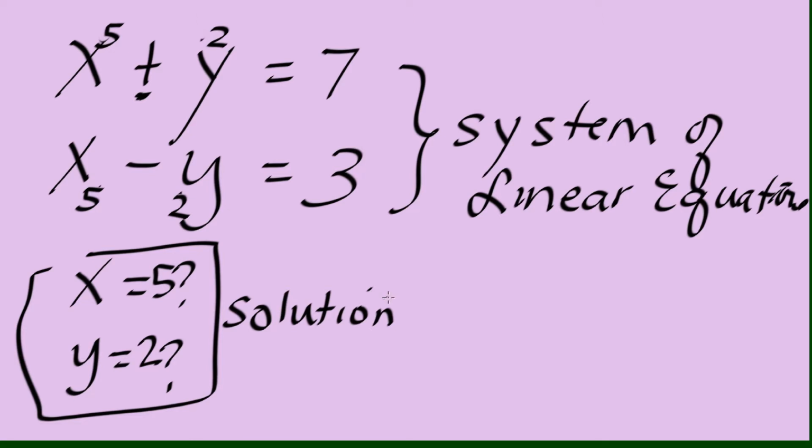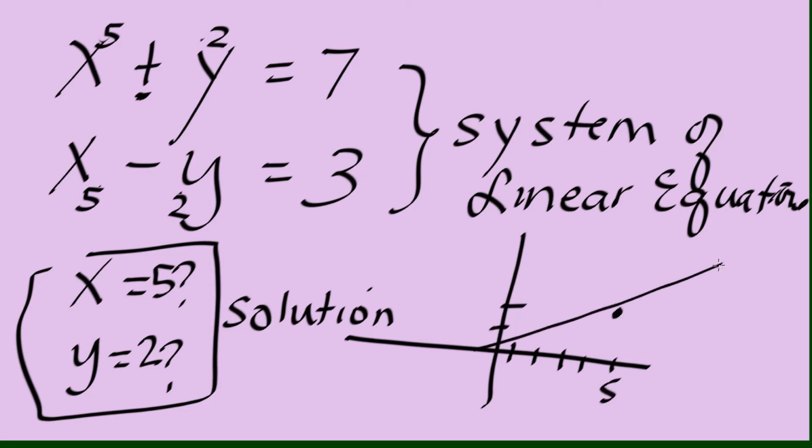Now, this is considered one solution because graphically, when you graph those two equations, they are linear equations, so we expect the graphs to be straight lines. So what's going to happen when you solve it graphically is that the lines are going to intersect.